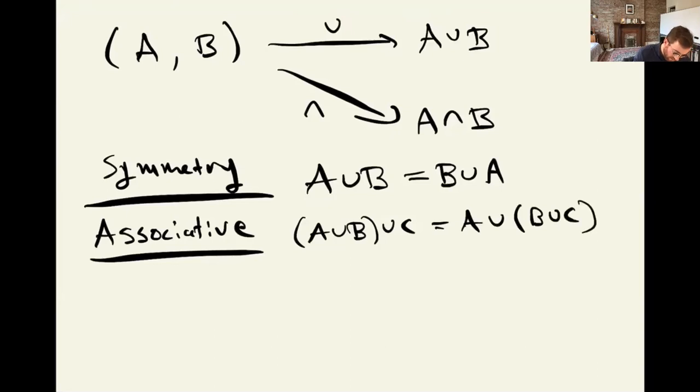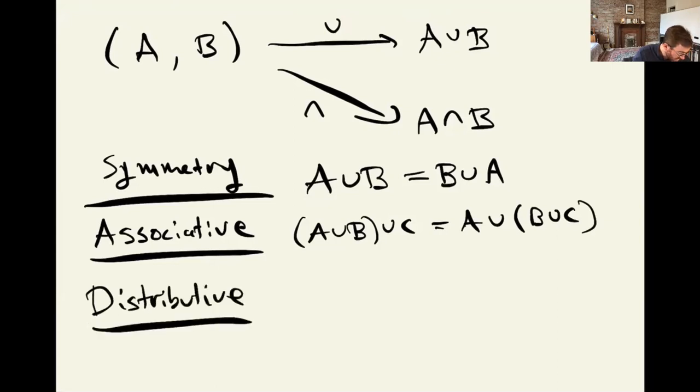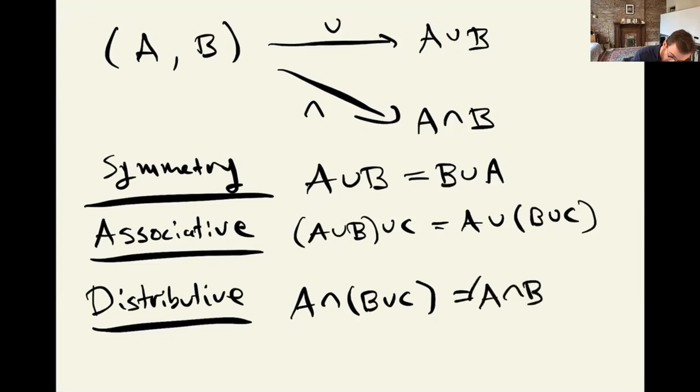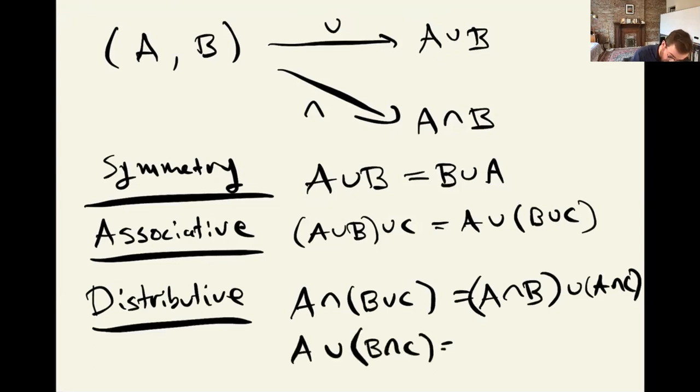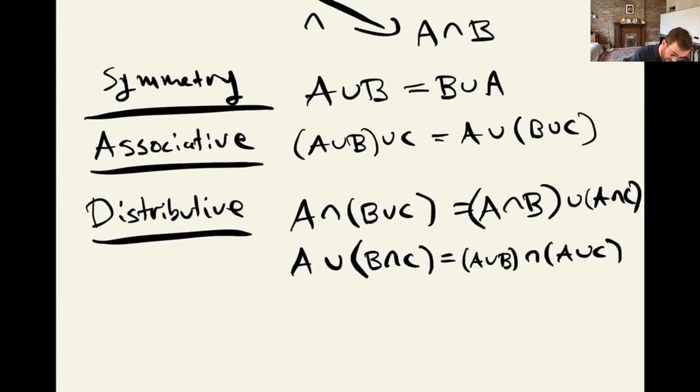And they're sort of distributive in the sense that A intersect B union C is equal to A intersect B union A intersect C. And also I can look at A union B intersect C, and I'll get A union B intersect A union C. And I encourage you to draw pictures for these.